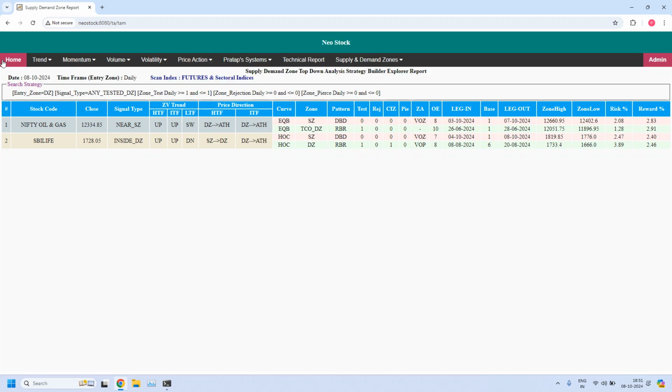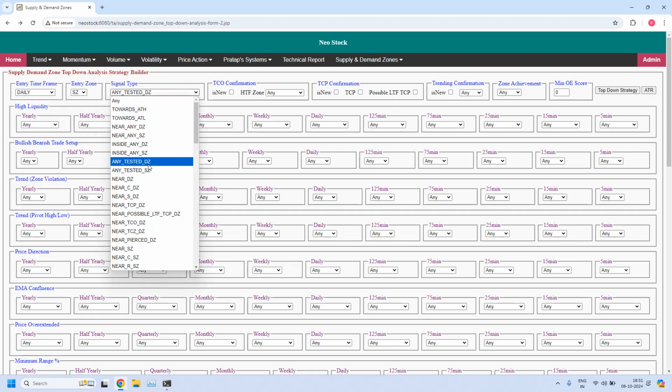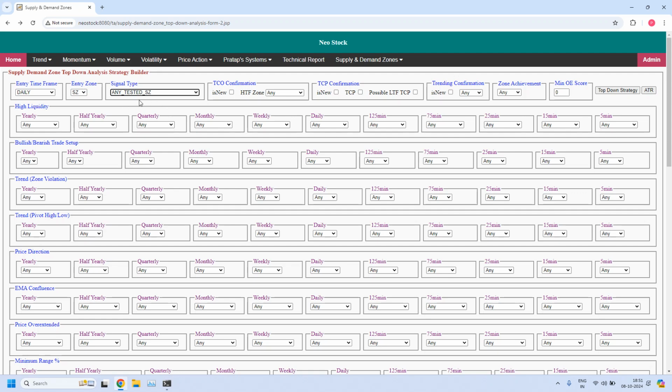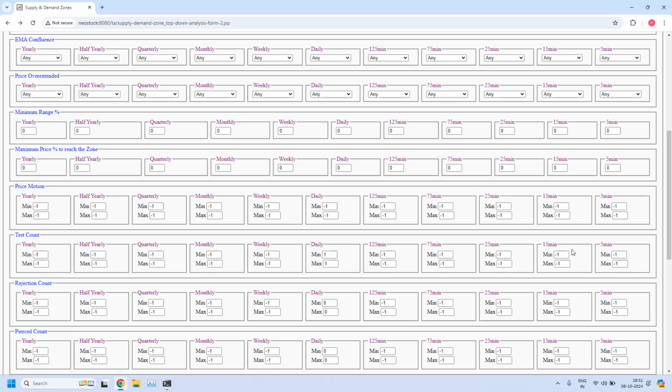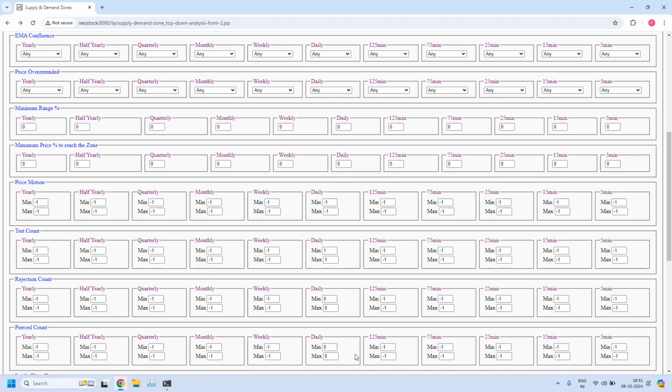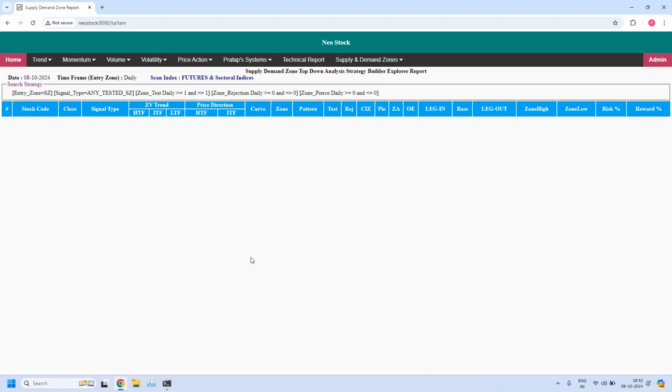Exactly the same way, let us look for supply zones. So entry time frame daily, but entry zone should be supply zone and signal type should be tested the supply zones today. And remaining parameters are same. First time the daily time frame they should be tested, rejection count should be 0, and the zone should not be pierced, so pierced count should be 0. Now let's filter. No stocks. Maybe already tested supply zones might have been tested, maybe a second time today, but no fresh first time testing today.